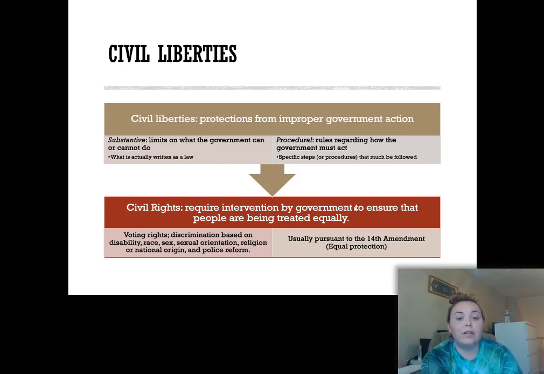So procedural restraints in the Bill of Rights are going to be how government must act, and you're going to see this largely with rights of criminally accused. Government has to provide due process of the law. Government has to provide you with an attorney if you cannot afford one yourself. Government has to follow certain steps that are there specifically to protect your individual rights.